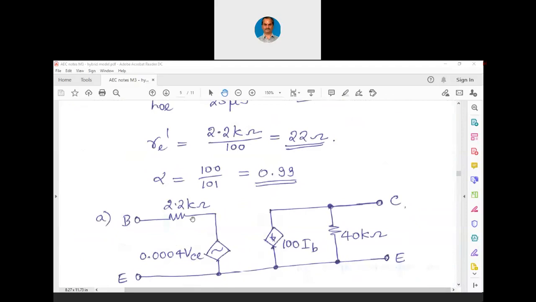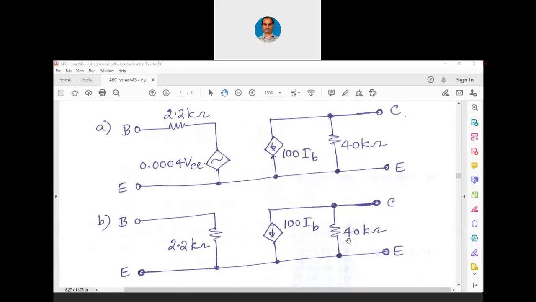So we can write this hybrid model. At the input we have HIE 2.2 kilo ohms and we have 0.0004 VCE. HRE is given as 4 into 10 power minus 4. We can write it directly. Now here we have 100 into IB. HFE is given as 100. And at the output we can write 40 kilo ohms. This is the hybrid model.